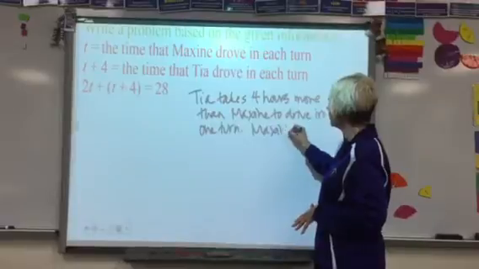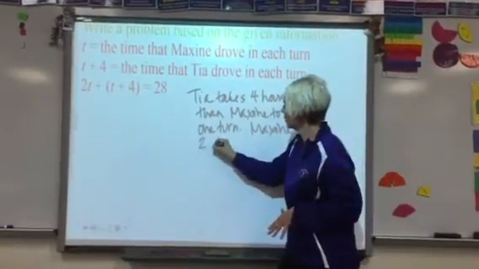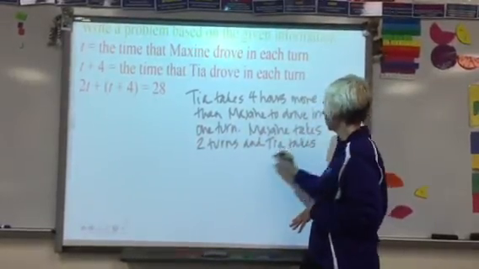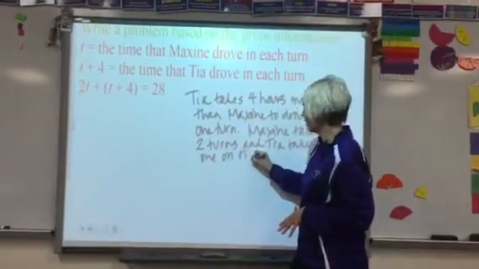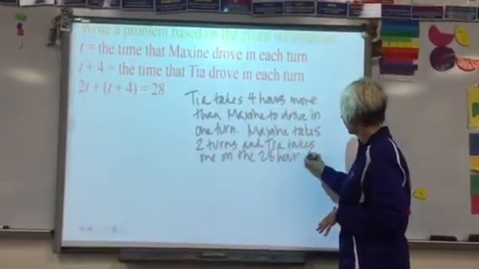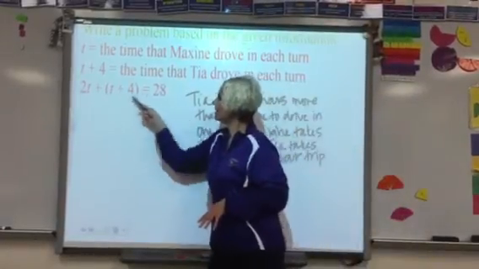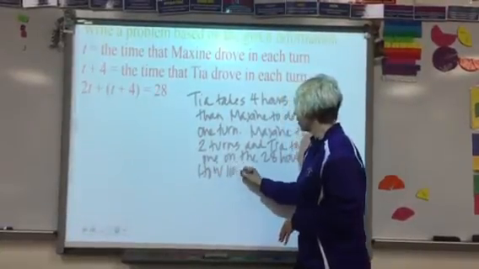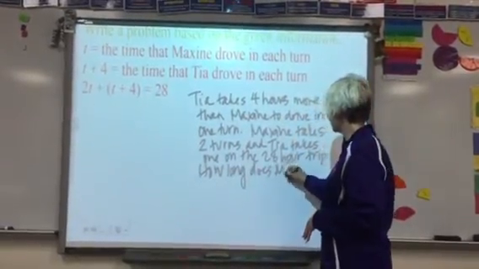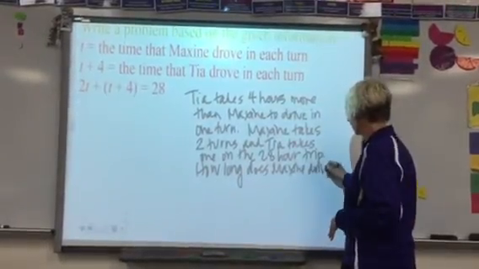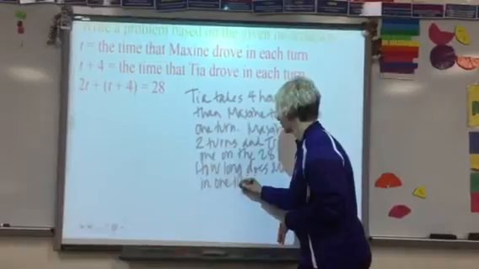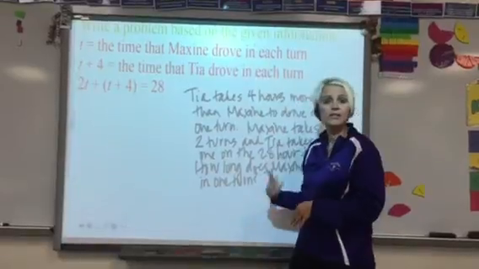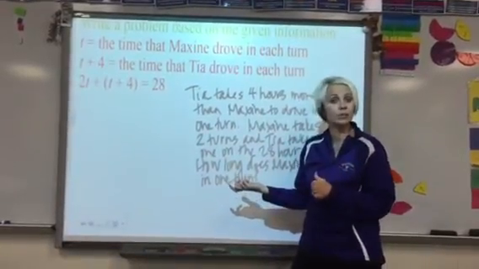Maxine takes 2 turns, and Tia takes 1 on the 28-hour trip. So now I've written this equation. Now we just write the question. How long does Maxine drive in one turn? And like I said earlier, the variable that you're looking for is going to be the question that you'll ask at the end. So you can try the example in your notes.